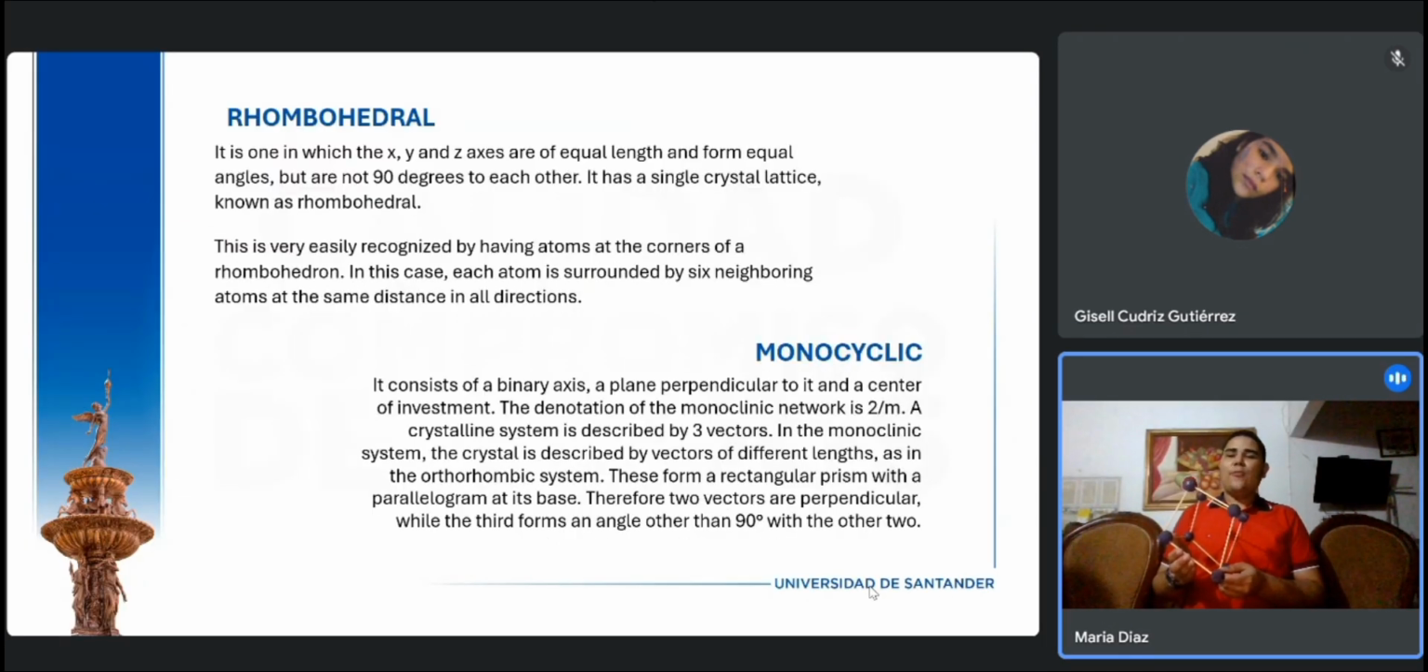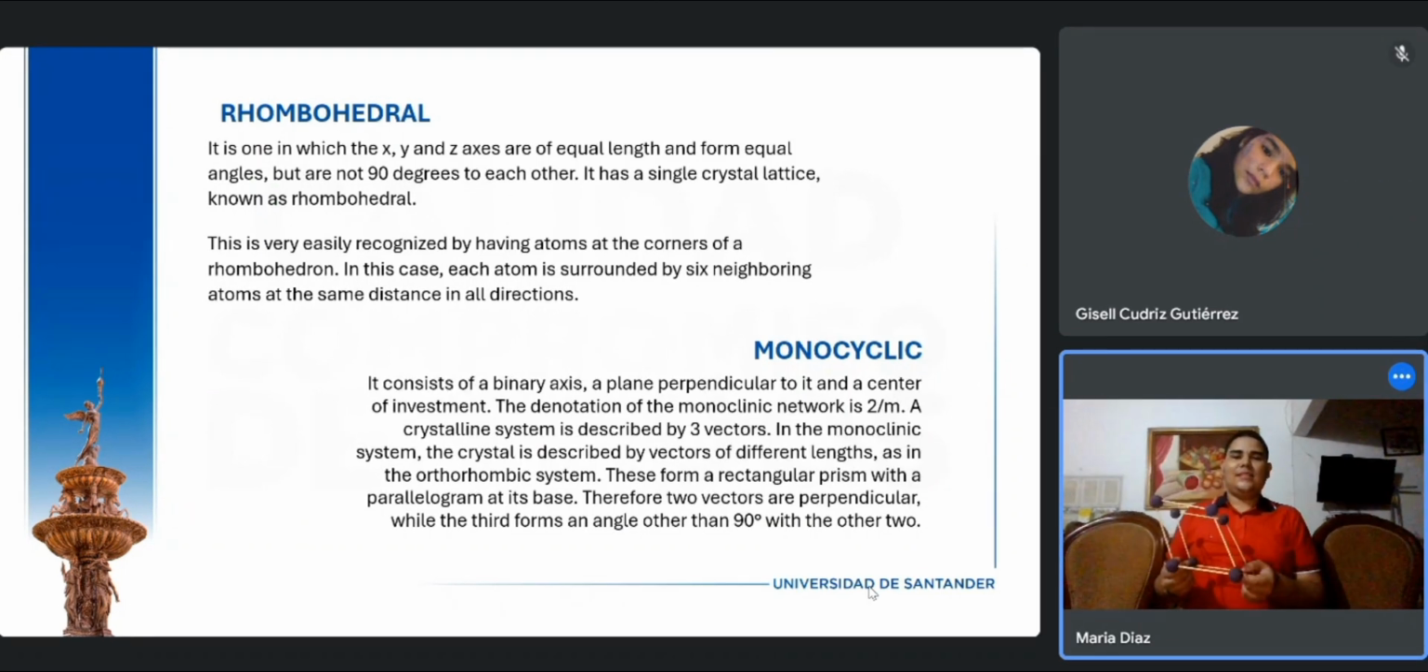Rhombohedral is the one in which the X, Y, and Z axes are of equal length and form equal angles, but not 90 degrees to each other. It has a single crystal lattice known as rhombohedral. This is easily recognized by having atoms on the corners of a rhombohedron. In this case, each atom is surrounded by 6 neighboring atoms at the same distance in all directions.